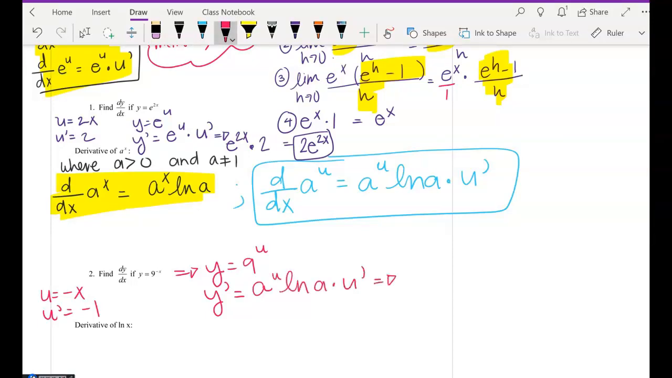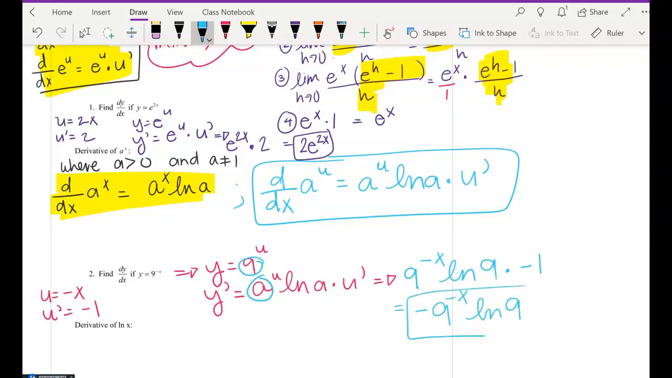I already have everything. a is 9, okay, so I'm going to write 9. u is negative x times the natural log of 9 times u prime, which is negative 1. Then I'm just going to put that negative 1 in the front. So the final answer is negative 9 to the negative x times natural log of 9. And box that up.